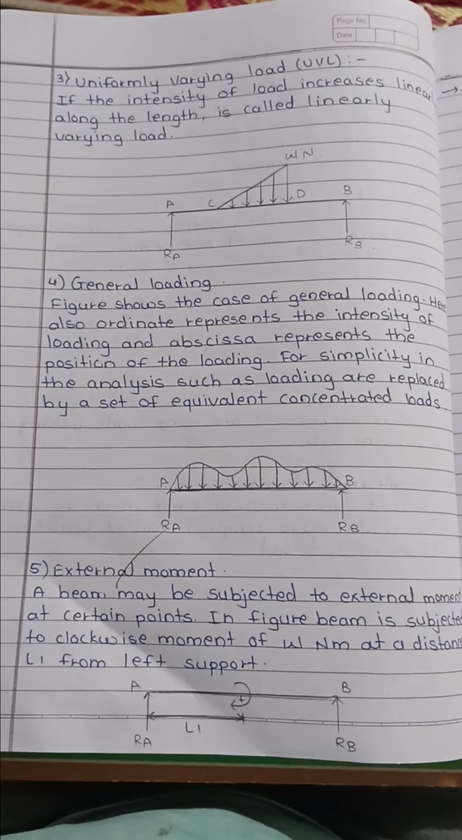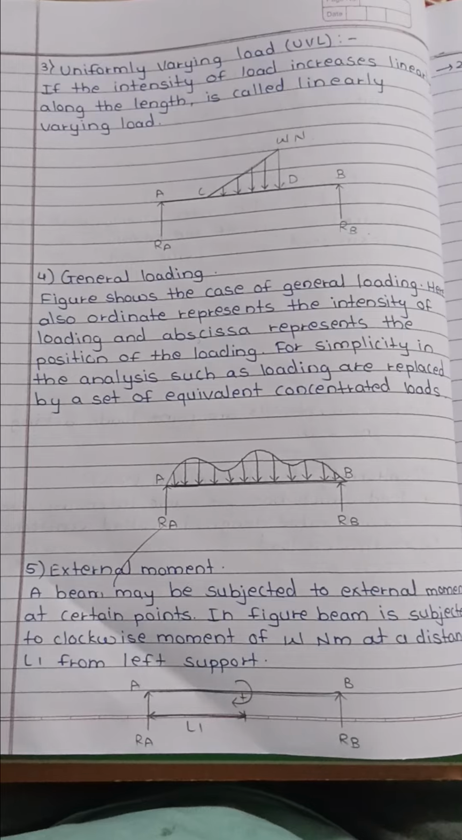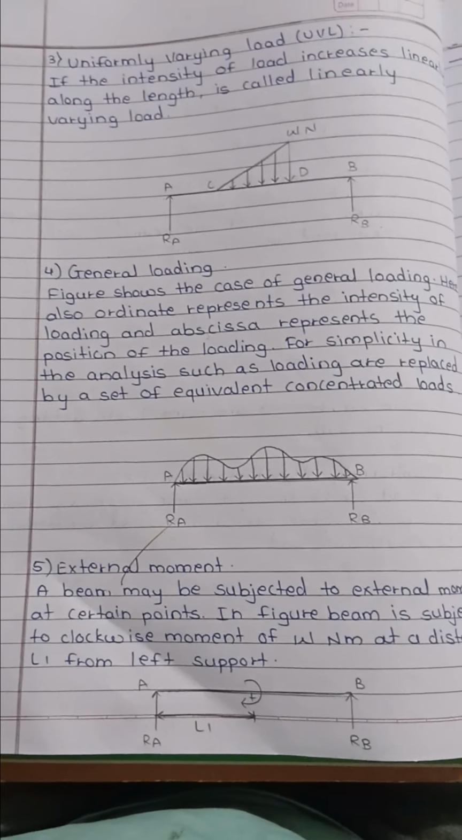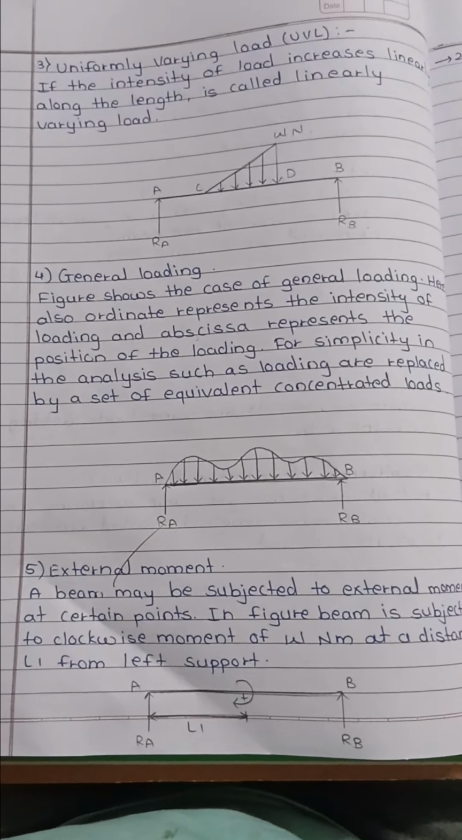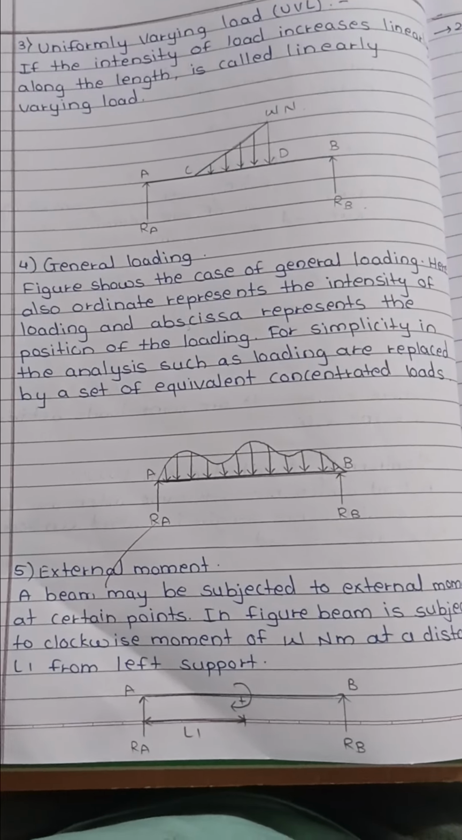Our third load is the uniformly varying load. If the intensity of a load increases linearly along the length, it is called a uniformly linearly varying load. The diagram of a linearly varying load is as given.